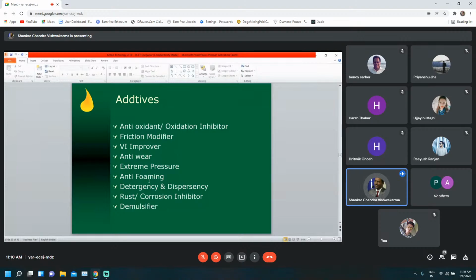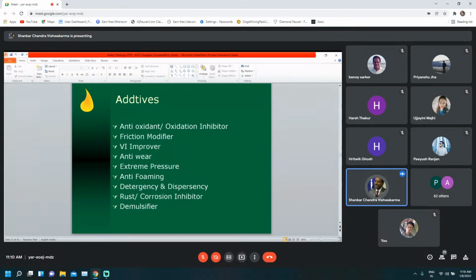Then another very important property is detergency and dispersancy, because once the contaminants are there in the lubricating oil, a lot of debris gets created during the process. So the oil should clean that component, and that property is the detergency property. And once the debris is removed from the component, it should be dispersed. It should not be allowed to coagulate and make resin or varnish. So it should be dispersed in the whole bulk of the oil.